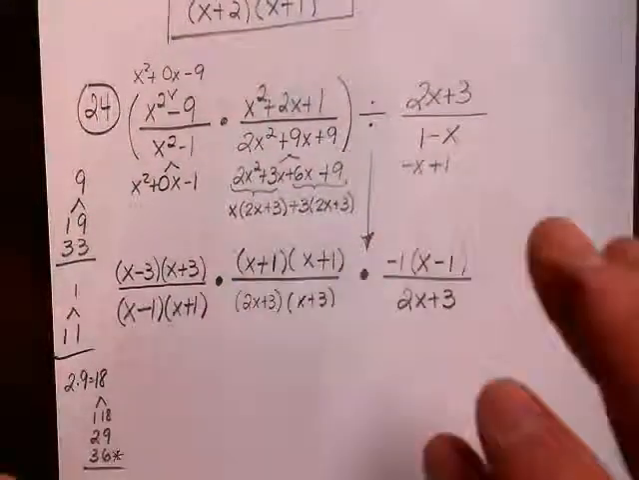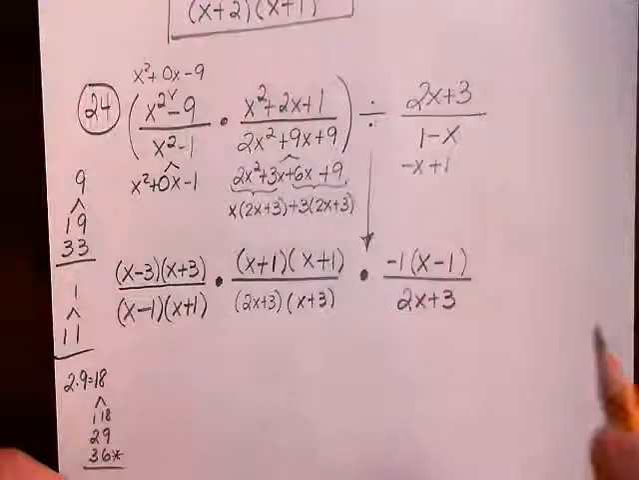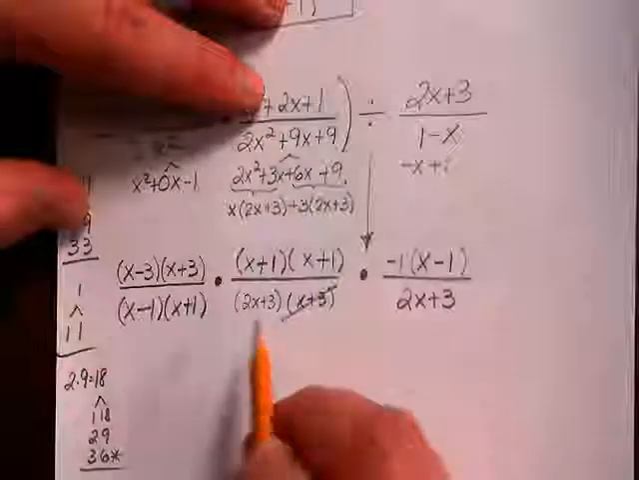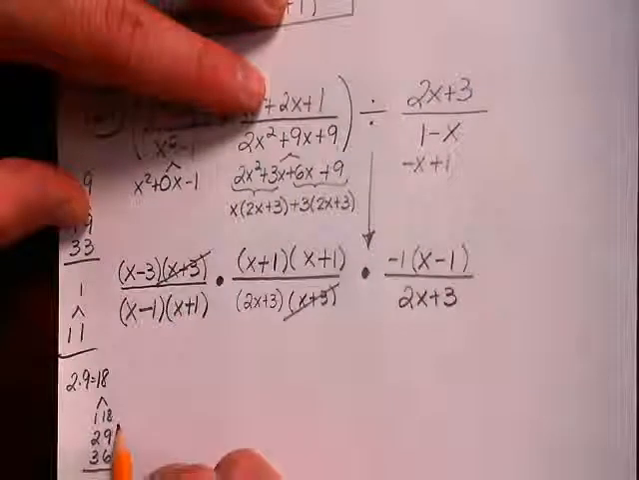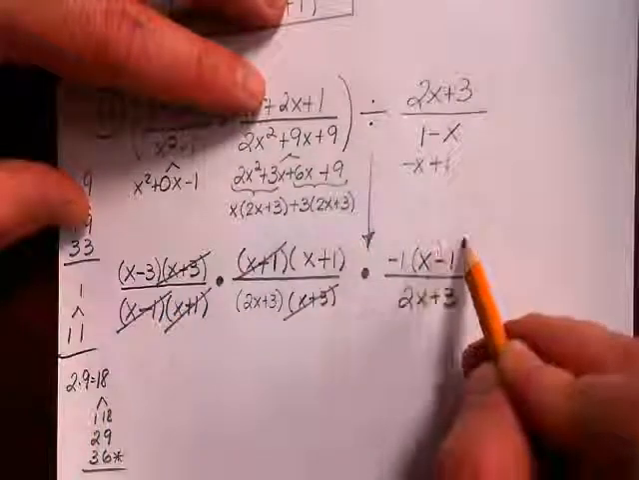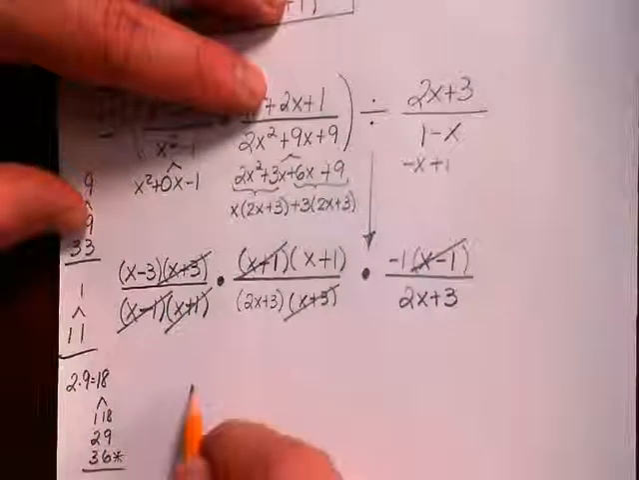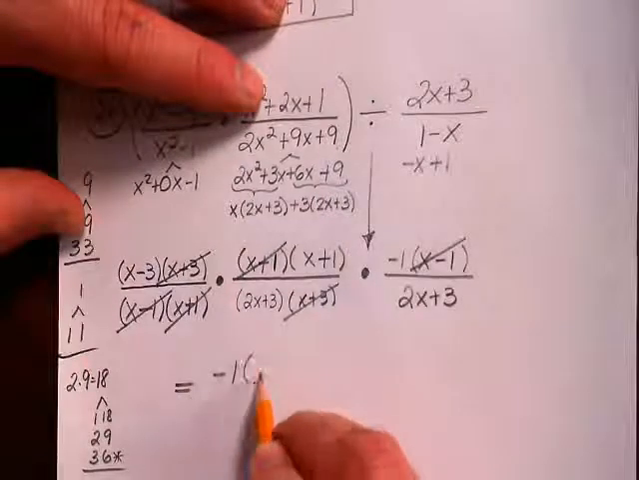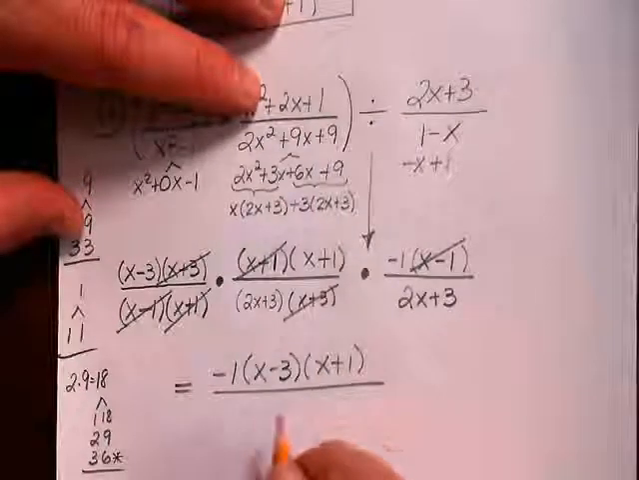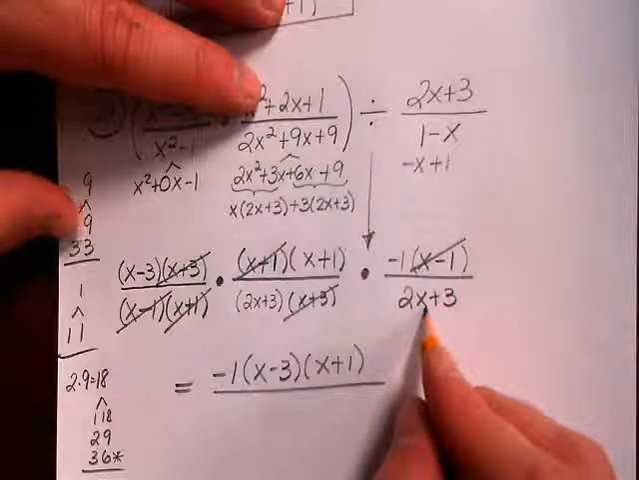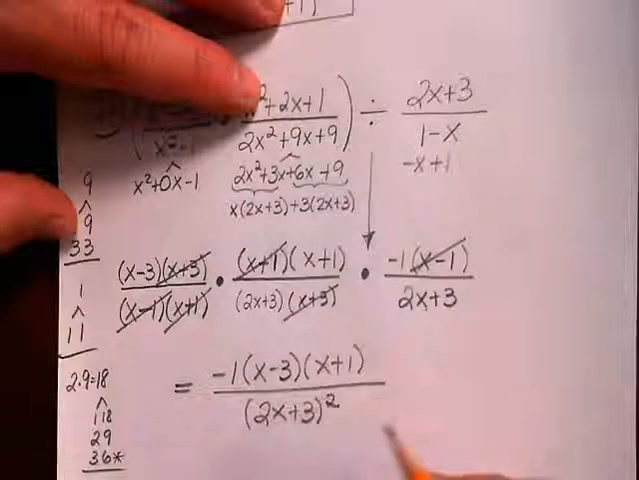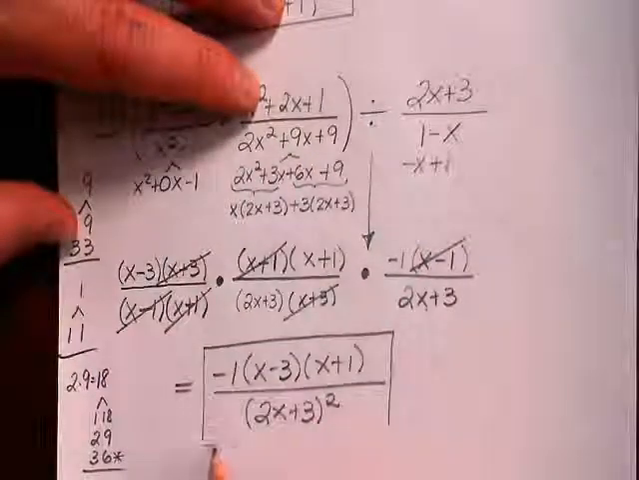Alright, so I factored everything. I also changed the division to times. I flipped the second term. I'm ready to start canceling. So x plus 3 cancels with x plus 3. The x plus 1 cancels with x plus 1. x minus 1 cancels with x minus 1. So on the very top, I'm left with negative 1. I'm left with x minus 3. I'm left with x plus 1. On the very bottom, I have two occurrences of 2x plus 3. So I can write it as 1 and just raise to the square. And that is my final answer.